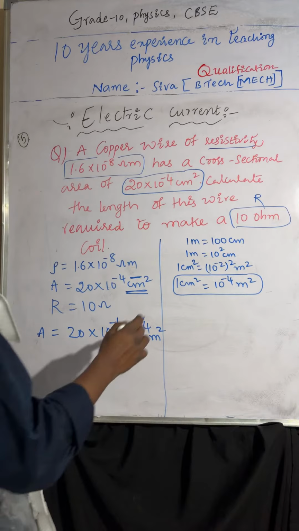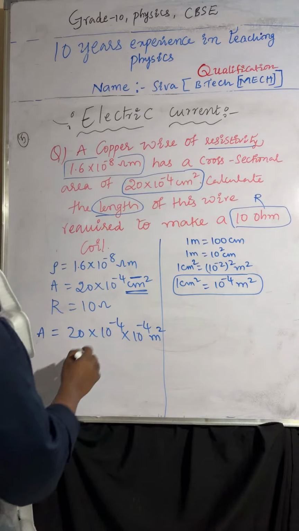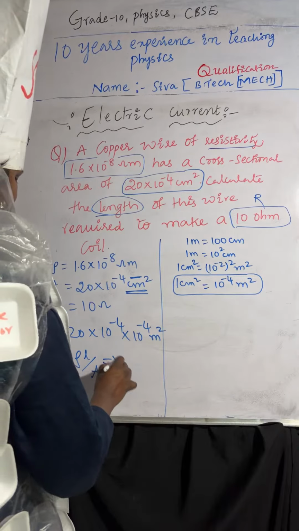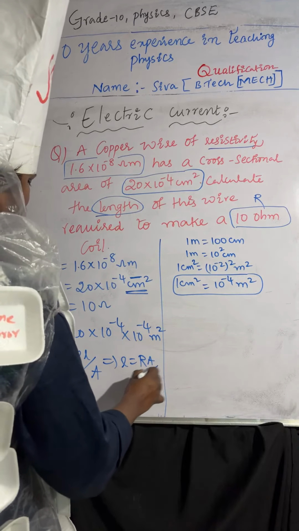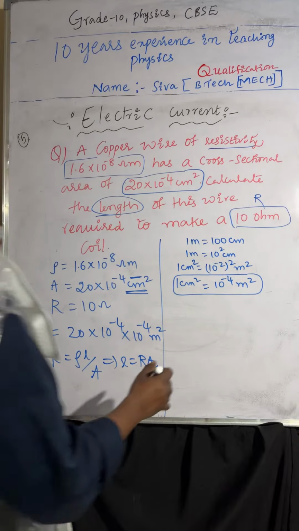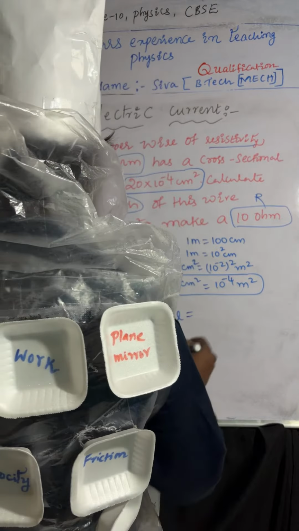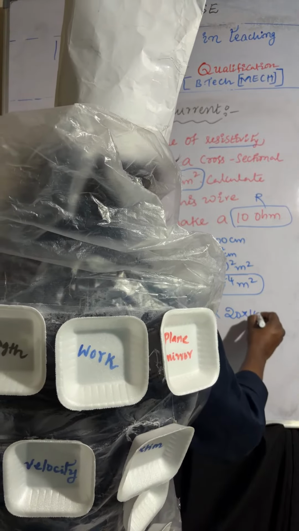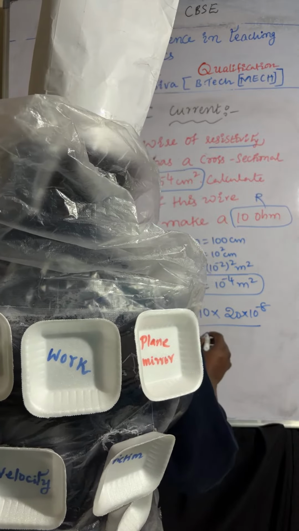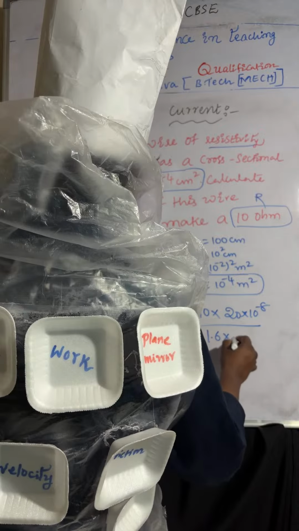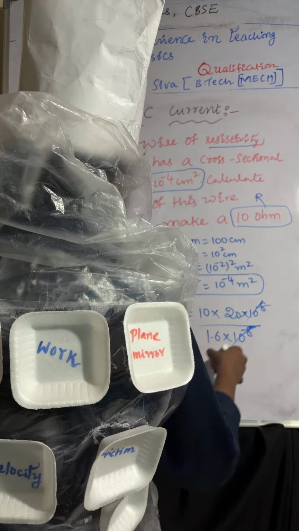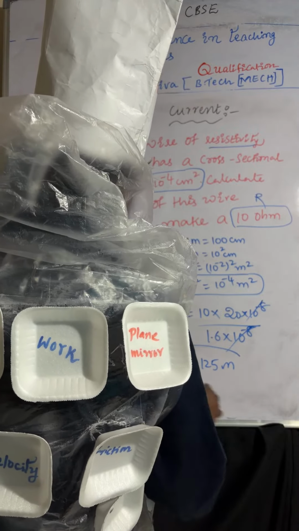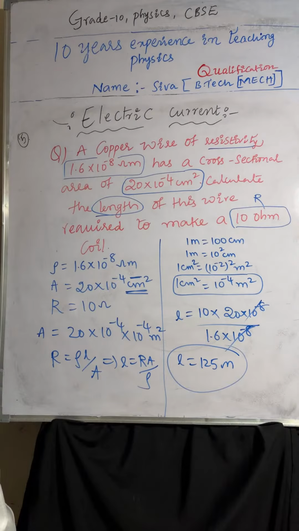Then they are asking to find out length. We have to find out length. R equal to rho into L by A. So L equal to RA by rho. Then L equal to R, which is 10. Your area of the cross section is 20 into 10 power minus 8. Resistivity equal to 1.6 into 10 power minus 8. You'll get cancelled. So if you solve it, you'll get 125 meter. Understood or not? This is the answer.